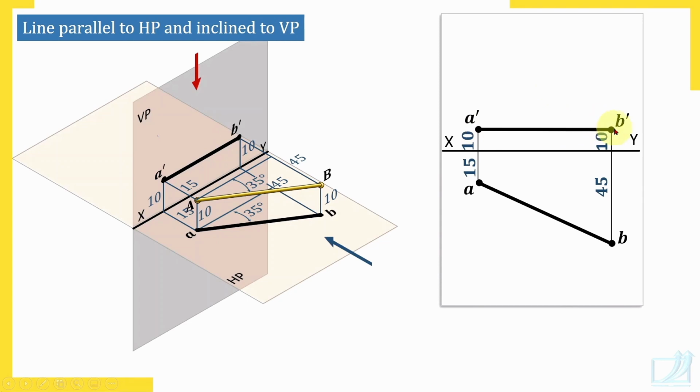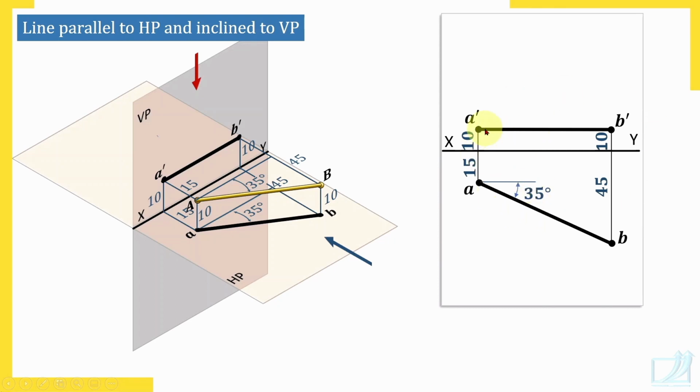The front view is parallel, that means the line is parallel to HP, because the front view gives details with respect to HP. And if the line is parallel to HP, that means the top view is giving its true length and true angle with VP. Top view gives details with respect to VP, not HP. So this is the true angle with VP.